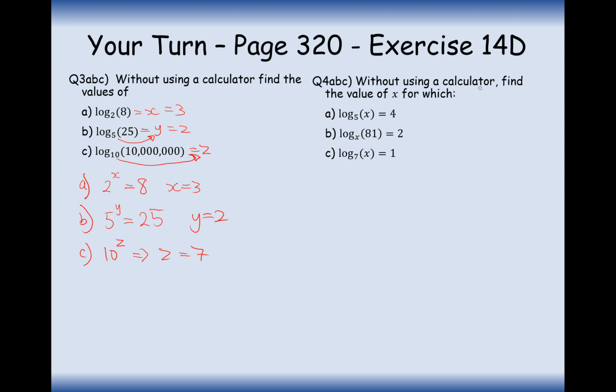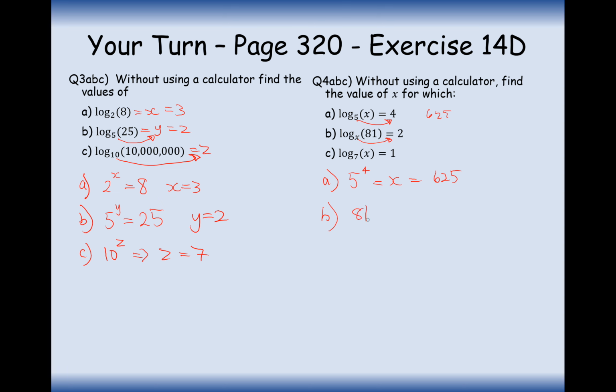Right, let's have a look at what we need to do for question 4 here. So let's use that rule of logs where 5 can come and boost up the 4 and we get the value of x. And in this case here it's 625. So here it's 625.